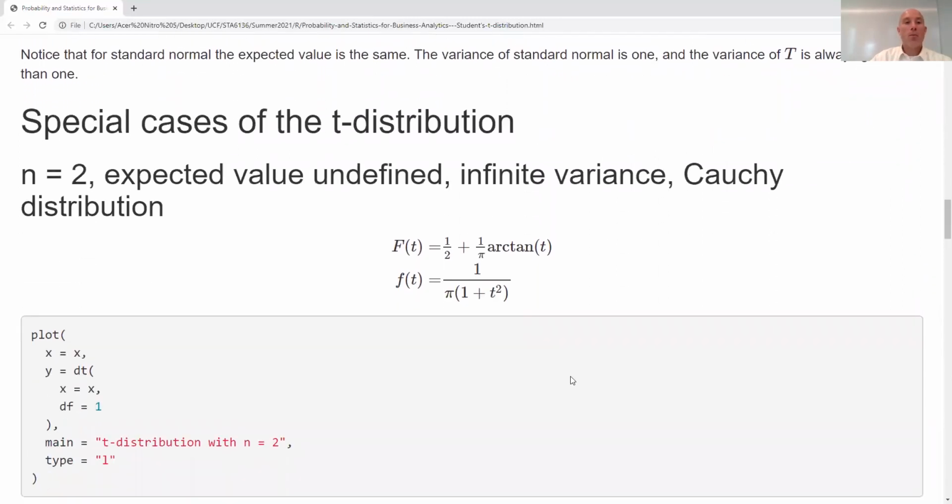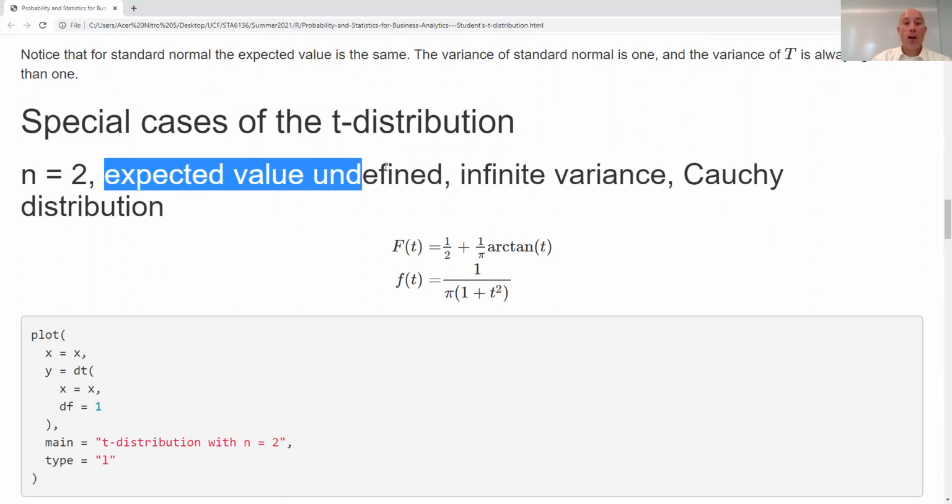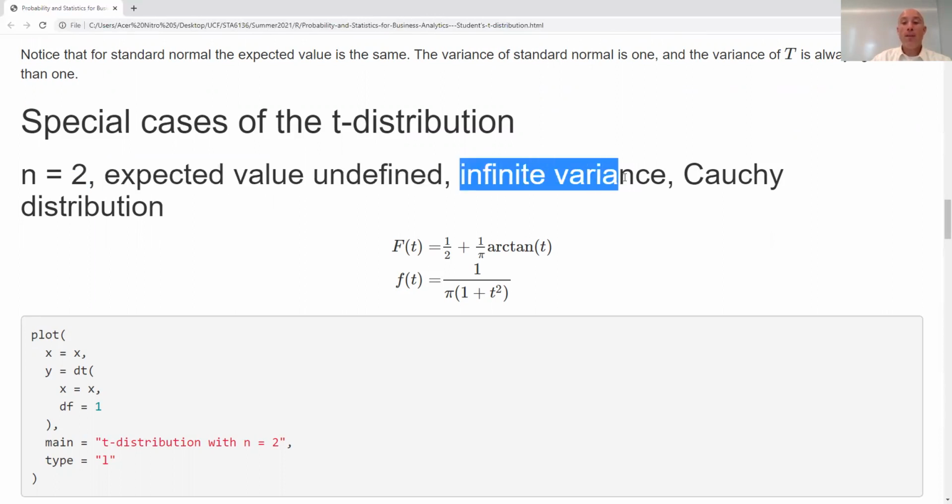All right, let's take a look at some special cases of the t-distribution. Let's look at n equals 1. So here I have 1 degree of freedom. The expected value is undefined, and we have infinite variance. This is called the Cauchy distribution, and this is a common distribution to use in modeling and simulation because it can give us extreme values that we weren't expecting when we were preparing our simulation, when we're doing like bug hunting and stuff like that.